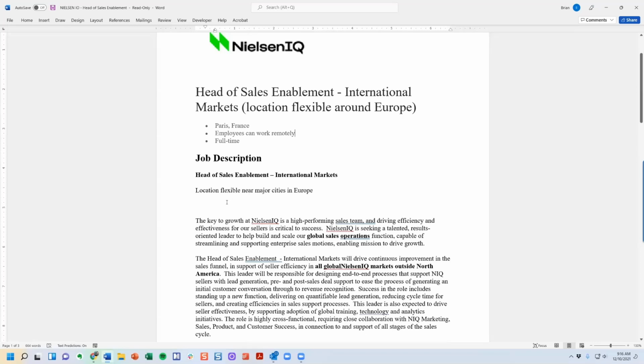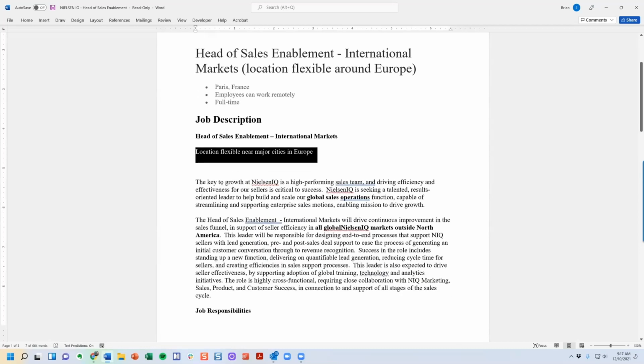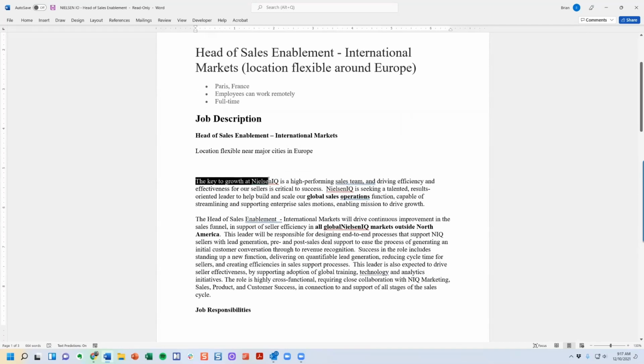Okay, let's start going through this. Head of sales enablement, flexible near major cities in Europe. The key to growth at Nielsen IQ is a high performing sales team. And driving efficiency and effectiveness of our sellers is critical to success. What jumps out at me here is efficiency and effectiveness. Efficiency and effectiveness equals productivity.